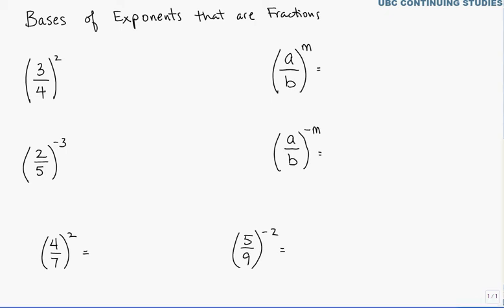When the bases of our exponential expressions are fractions, we have to be a little bit careful, but all the same rules really apply. For instance, if we have the example 3 over 4 to the power of 2, what does it mean to raise something to the power of 2? It just means write the base twice and multiply them. So a fraction times a fraction just ends up being one big fraction.